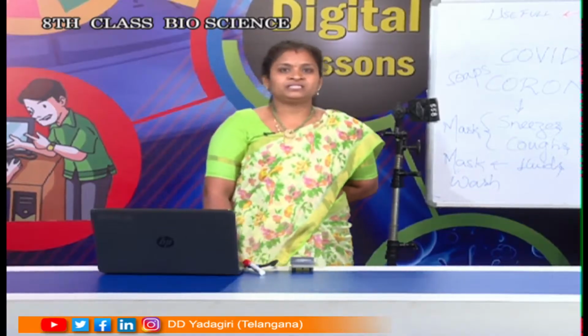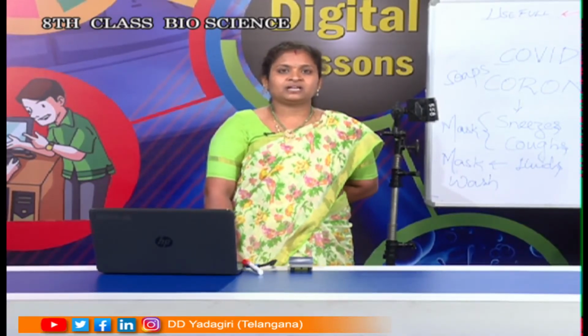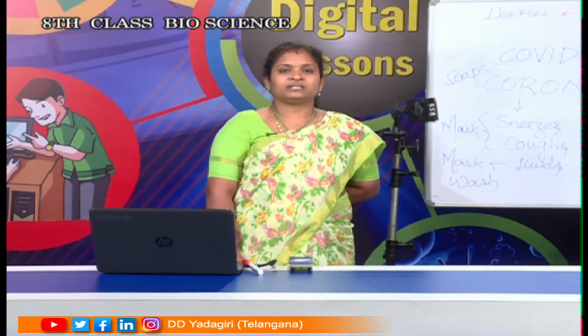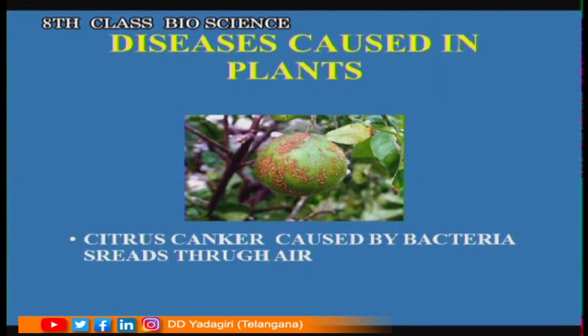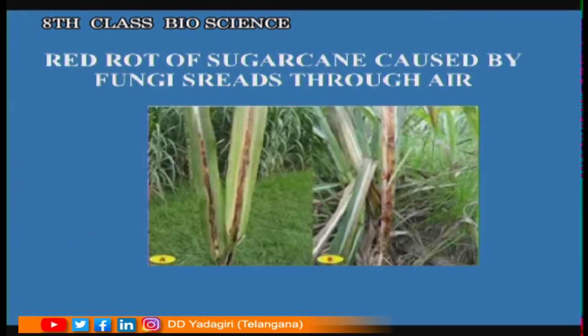Now, plants. We will see some examples in which diseases are caused in the plants due to microorganisms like citrus canker. Now, here you can see the citrus fruit which is infected by the bacteria. This spreads from one fruit to another fruit by air. So, citrus canker is caused by bacteria. Another type of disease is red rot of sugarcane. It is caused by fungus in sugarcane crop. You can see the stem becomes red and it is not useful for extracting juice to make sugar now, because it has fungus in it. It also spreads from one healthy sugarcane to another sugarcane through air.